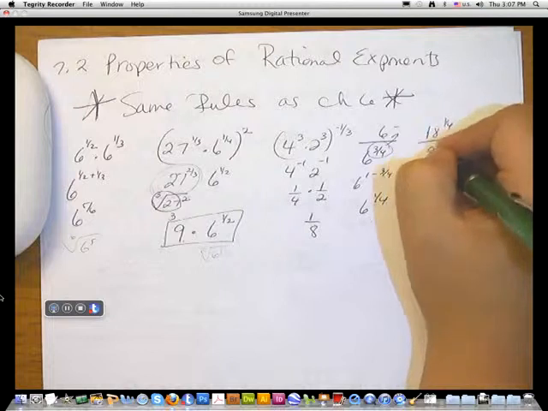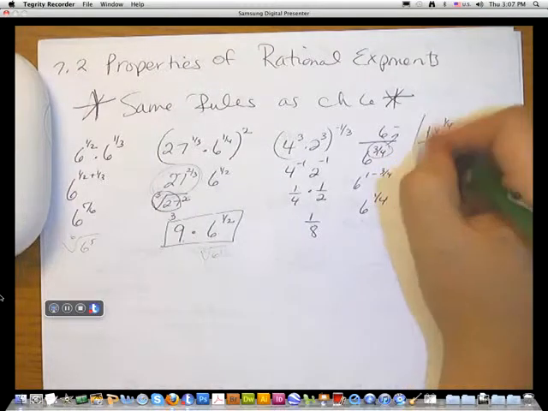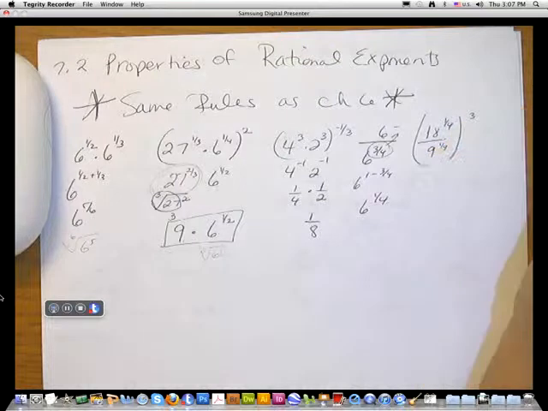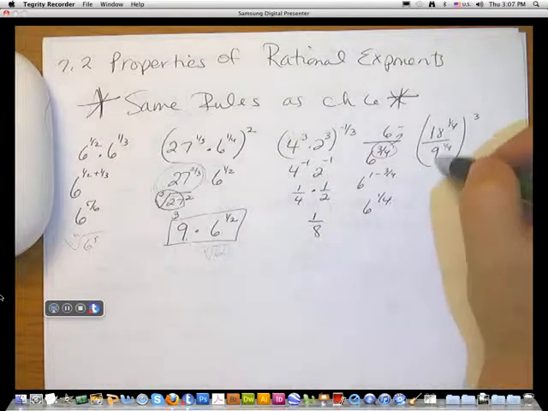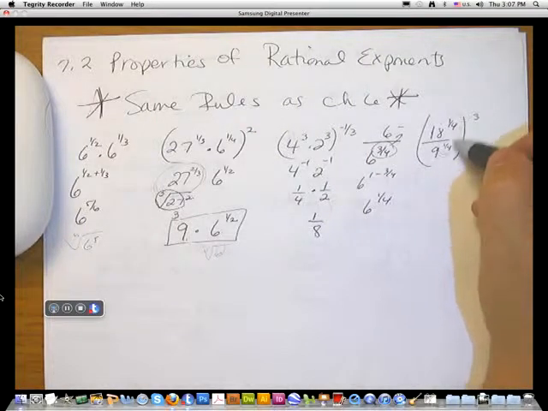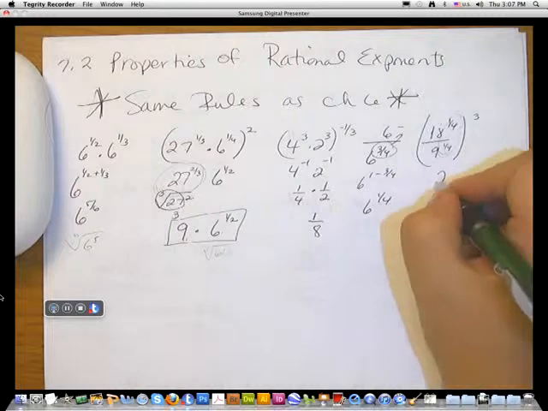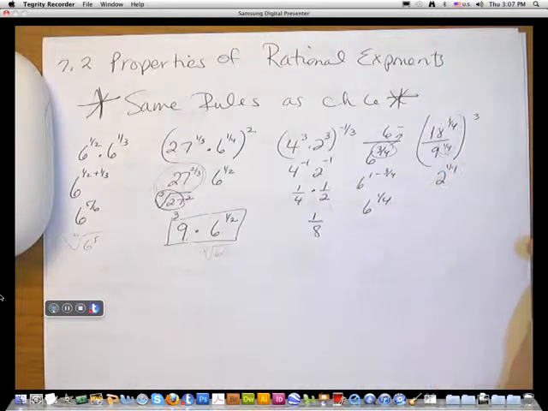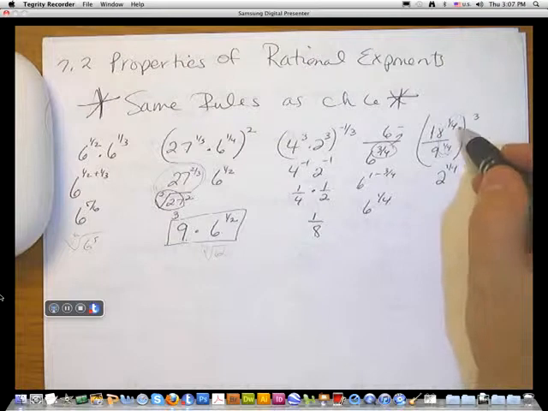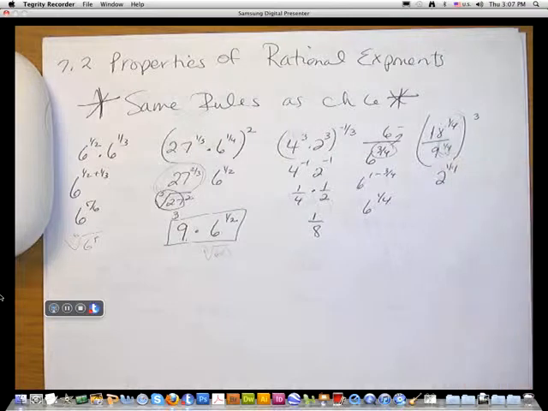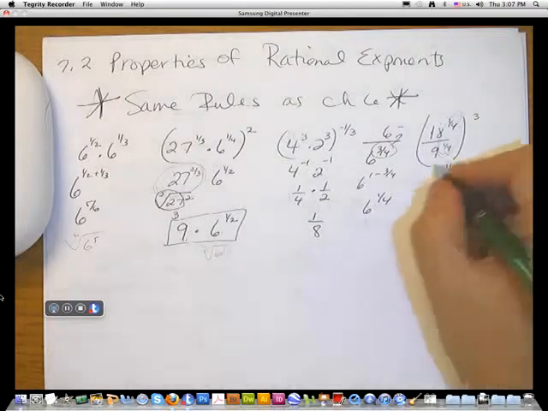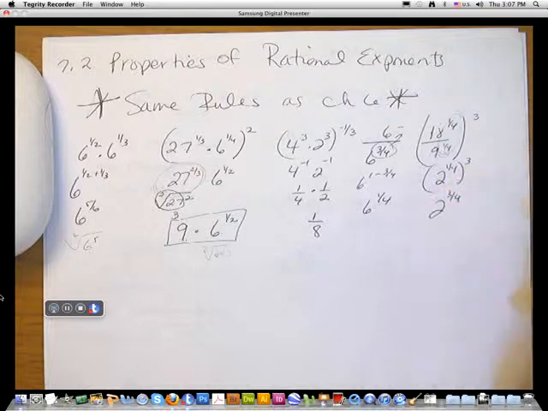18 to the 1/4 and 9 to the 1/4, cubed. This I can reduce. Because these are the same, 1/4, 1/4, I can reduce this to 2 to the 1/4. This did not change, because this is actually the 4th root, and this is the 4th root, so I can do like radicals. So same idea here. This is 2 to the 1/4 cubed, so it's 2 to the 3/4.